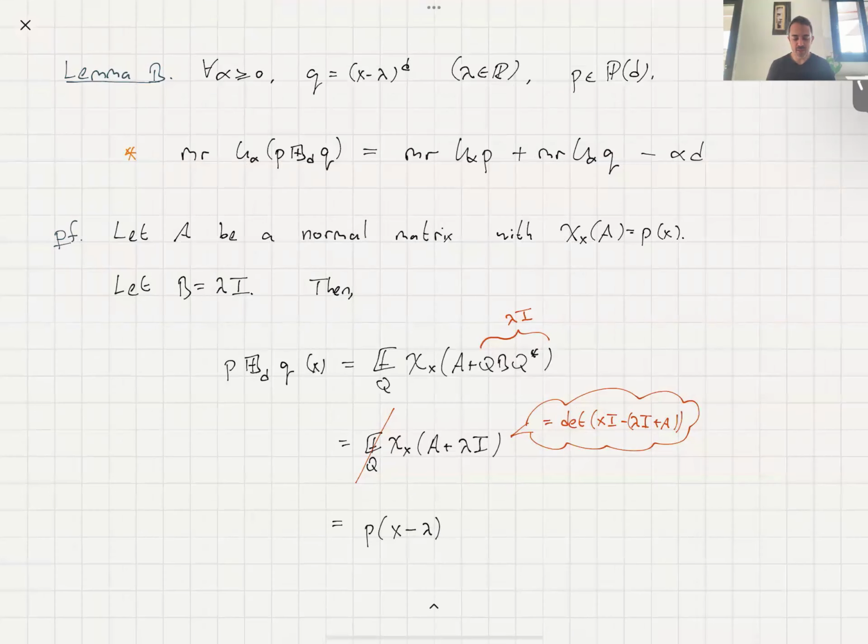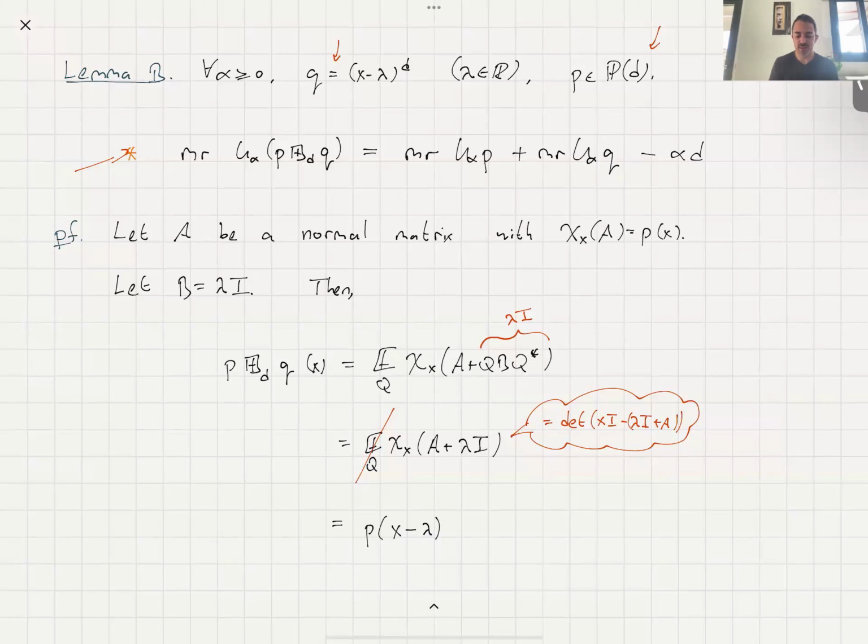Okay, so lemma B actually handles the case where one of the polynomials is x minus lambda to the d. So let's say the second polynomial has this one root, and P is any real-rooted polynomial with a positive leading coefficient of degree exactly d. What we want to prove in this case is this thing. It's the same statement that we had before, but for the specific case of Q, which is x minus lambda to the d. And actually, that's quite straightforward.